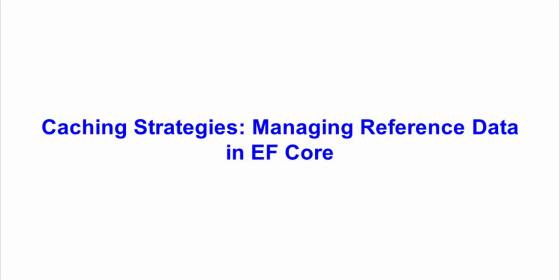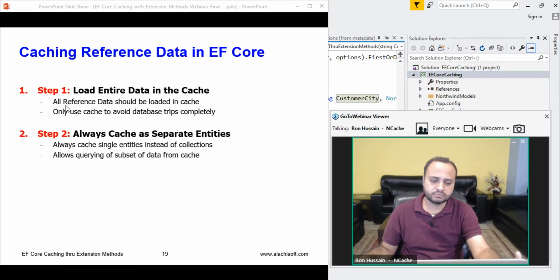All right, how to handle reference data caching in EF Core. I have a 2-step process for this. You can load the entire data in the cache. That's a must-have. So all of your reference data should be loaded in the cache. That's what we recommend as a must.